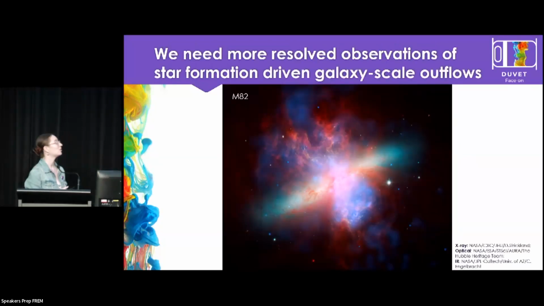So this is our obligatory picture of M82. This is a local starbursting system. It's probably the best studied outflow system in our universe. But it is just one galaxy. Although it's close, so we can make models based on it. If we really want to understand how star formation works in galaxies with different masses, different metallicities, in different environments, then we really need to be building up a more statistical sample of resolved observations of star formation-driven galaxy outflows.